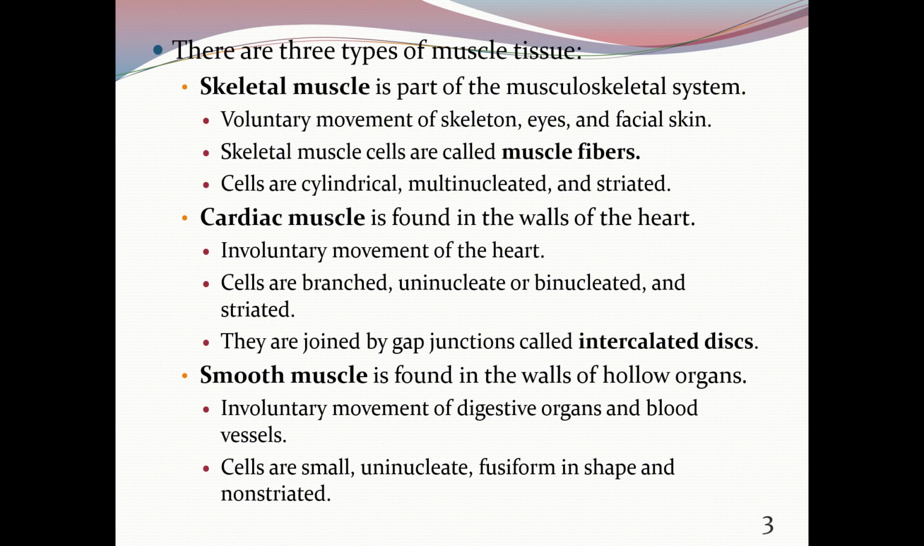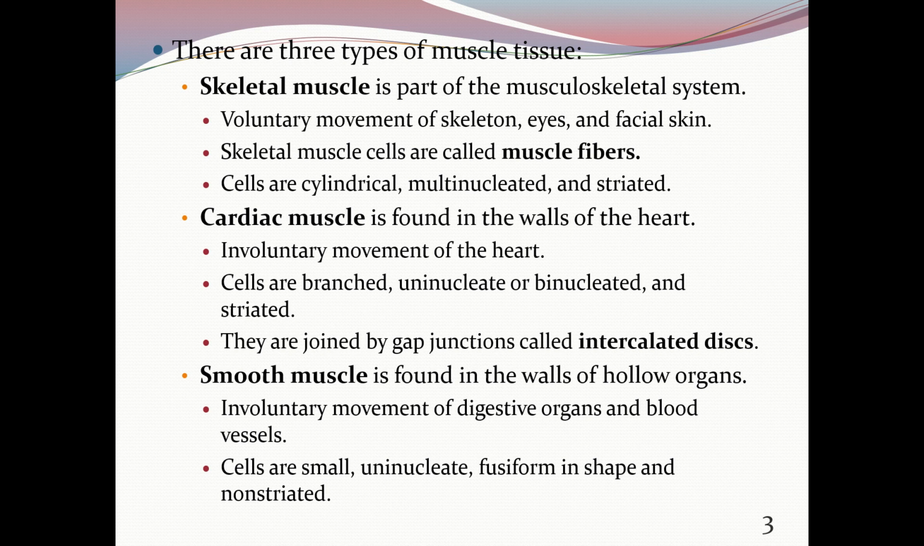The three types of muscle tissue: skeletal muscle is part of the musculoskeletal system, cardiac muscle is found in the walls of the heart, and smooth muscle is found in the walls of the hollow organs. Skeletal muscle provides voluntary movement of the skeleton, eyes, and facial skin. Skeletal muscle cells are called muscle fibers. Cells are cylindrical, multinucleated, and striated.